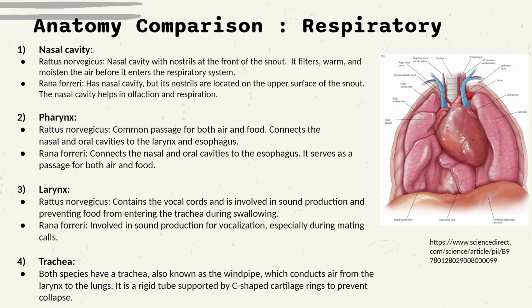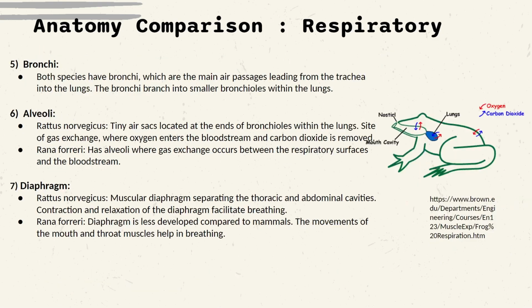Trachea, both species have a trachea, also known as a windpipe. It conducts air from the larynx to the lungs. It's a rigid tube supported by C-shaped cartilage rings to prevent its collapse. Both have bronchi, a main air passage leading from the trachea into the lungs, and then it branches into smaller bronchioles within the lungs.